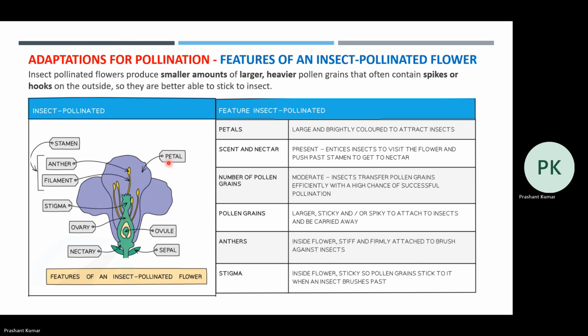Then if it is insect pollinated, the number of pollen grains will be slightly less as compared to wind pollinated. And these pollen grains have spikes on them so that they can bind. Then of course the anther. The anther is generally present inside the flower because the insect is going to sit on it, so why would they hang out outside? So they are present inside. The stigma is also present inside and sticks to the pollen grains when an insect pushes its body within the flower.